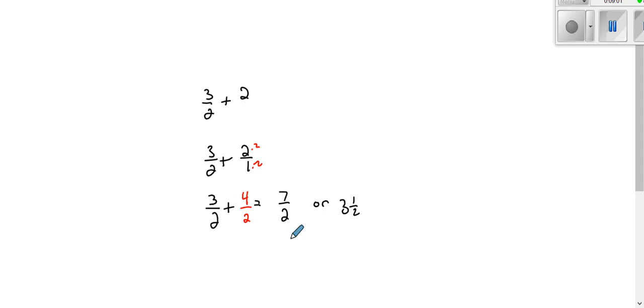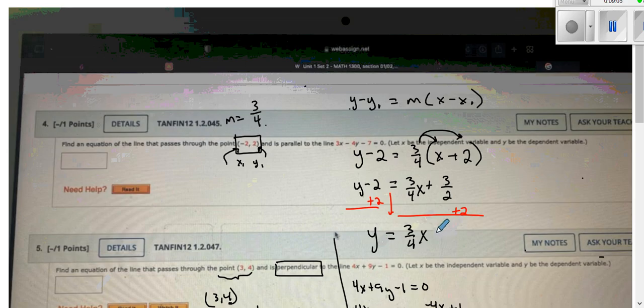All right, so your teacher's probably okay with you leaving it this way. So we get plus 7/2. Your answer would be y equals 3/4 x plus 7/2, or 3.5.